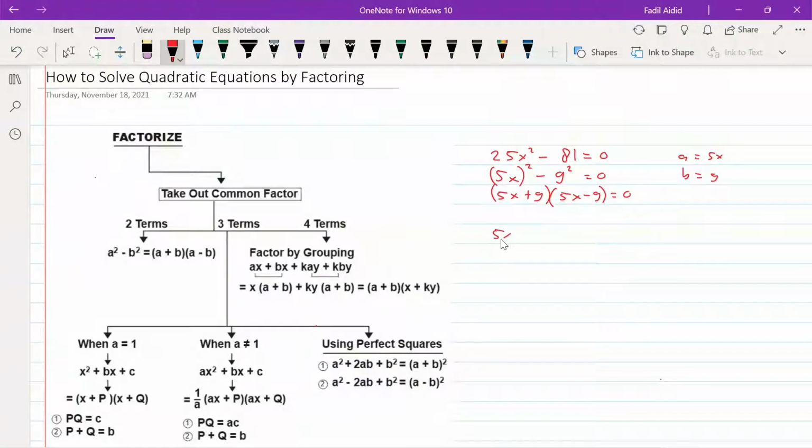Make each bracket equal to 0. And then you solve for x. So 5x equals -9. And then divided by 5, so x equals -9 over 5. Or here, 5x equals 9, divided by 5, so x equals 9 over 5.